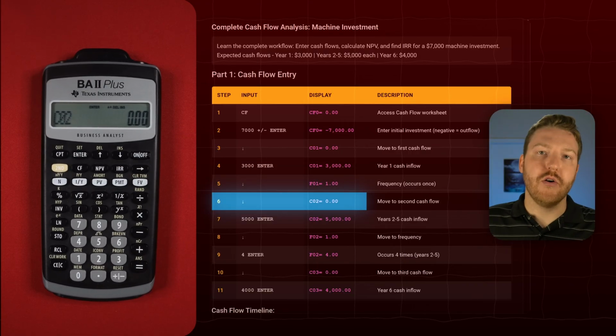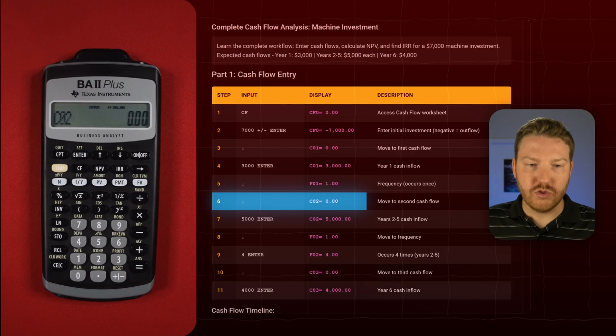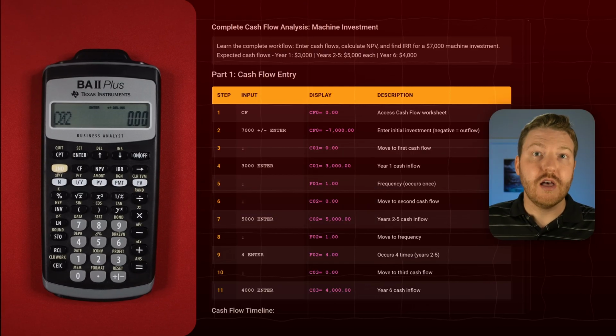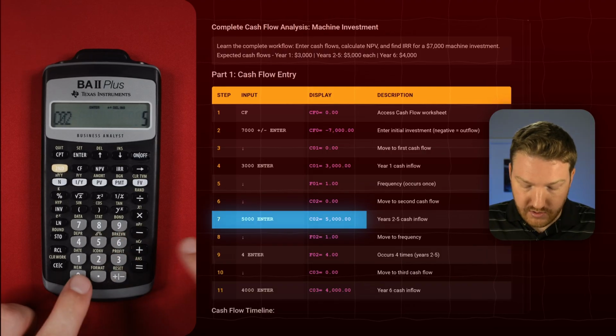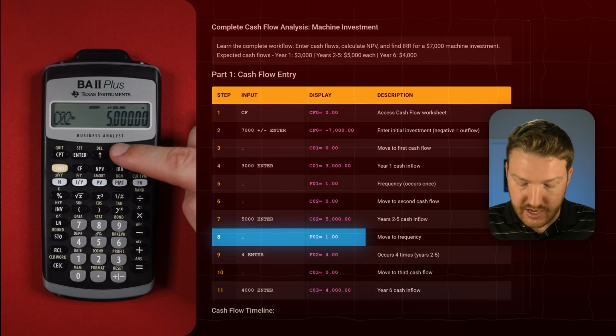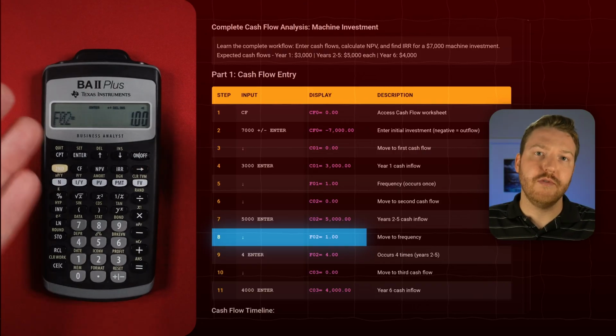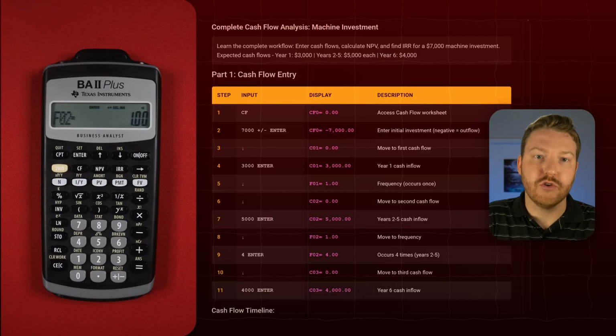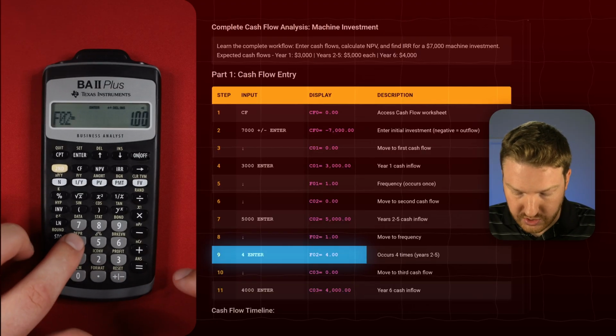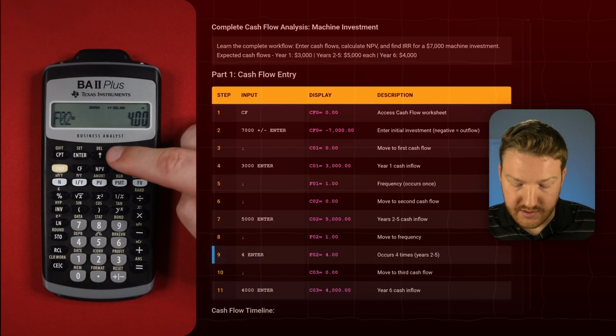Now let's hit the down arrow again, and we see cash flow two, CO2. So we said we're gonna get $5,000 now for 4 consecutive years. So we're going to do 5,000, enter, down arrow. Now we see the frequency of that second cash flow, right? That $5,000. And we're going to get it years 2 through 5. So that's actually 4 years. So let's type 4 and then enter and then hit the down arrow.